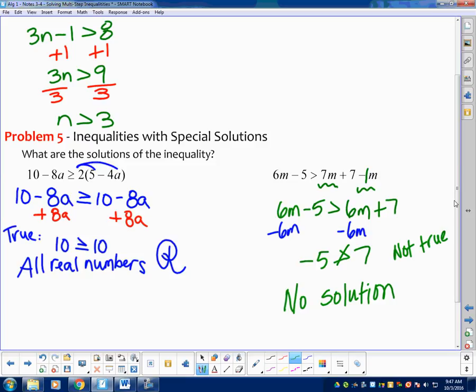Do you guys see the difference? In both cases, the variables drop out. But when you work it all the way down as far as you can, then you either get something that's true or not true. You could also write this, okay? Questions on any of those?